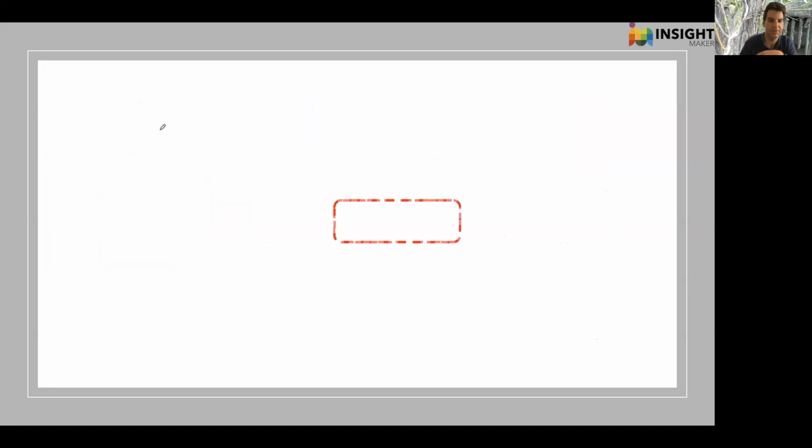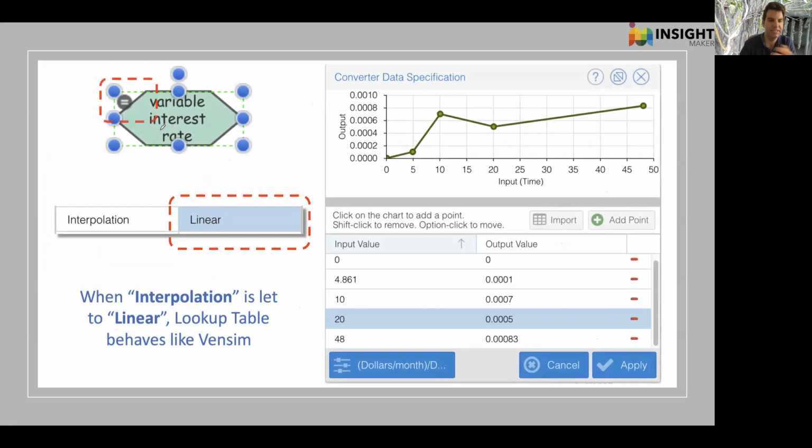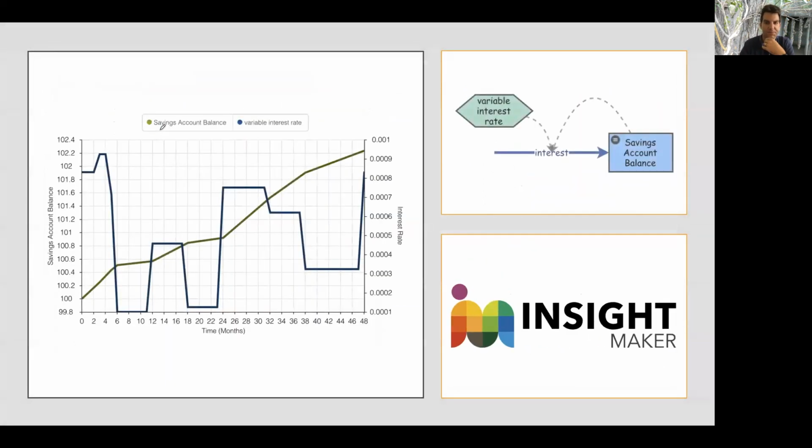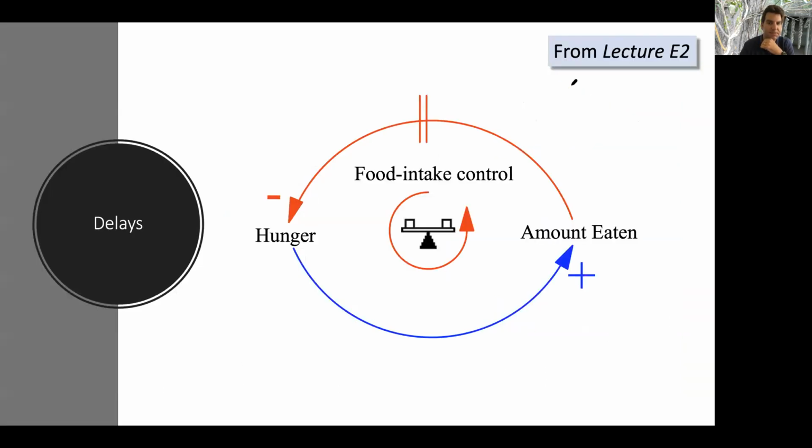And so likewise, this is just again, I copied these slides in. I'm not going to ask you specific things about Insight Maker or Vensim, but this idea that a lookup table in whatever platform you're in can either be a lookup table with respect to time, or it could be a lookup table with respect to other variables in the model. So there are examples where the time goes into variable input rate, but you could also have a variable going in there as an input instead.